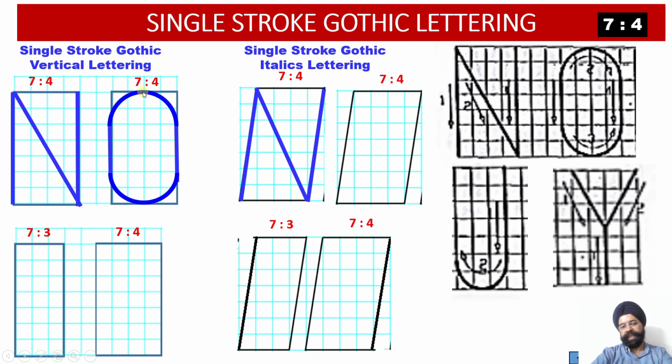For italics, the center of the curve will move forward by 1 block, and these vertical lines will become inclined. In case of italic, you can see the vertical line has become inclined. Then the center moves forward by 1 block. Then again the vertical line has become inclined, and then the bottom curve will be there again. In 4 strokes we are able to complete the alphabet O in the ratio once again 7:4.